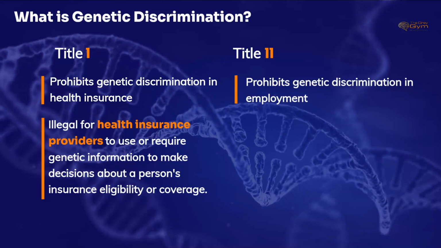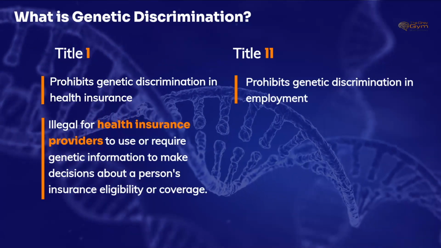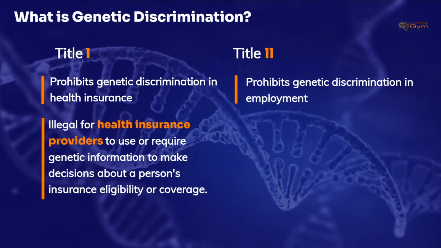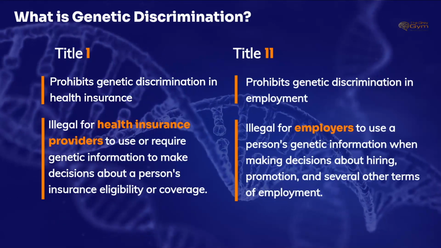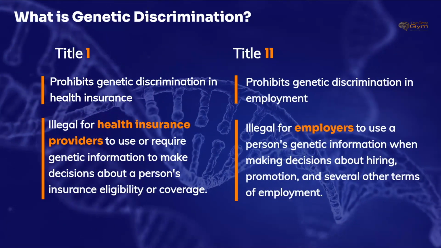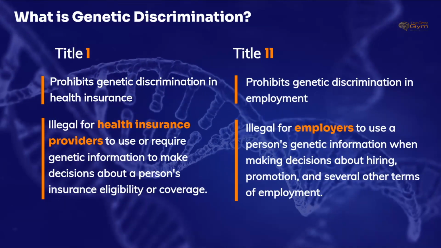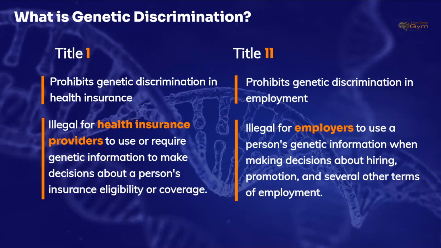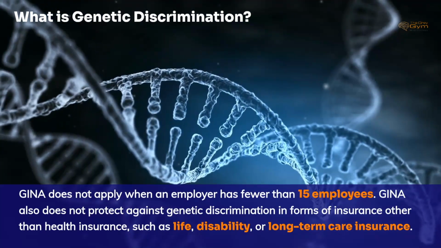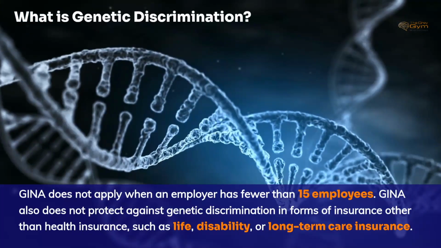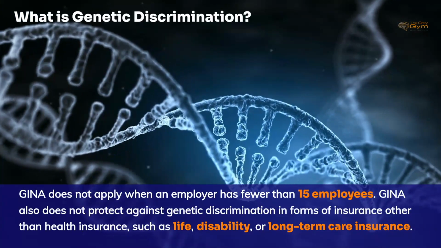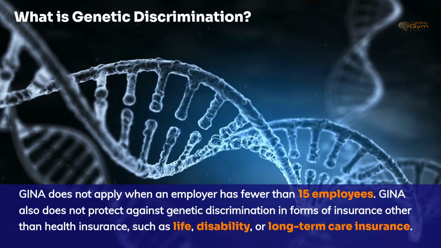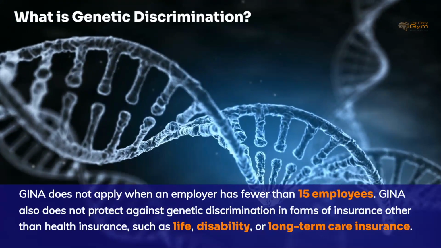Title 1 makes it illegal for health insurance providers to use or require genetic information to make decisions about a person's insurance eligibility or coverage. Title 2 makes it illegal for employers to use a person's genetic information when making decisions about hiring, promotion, and several other terms of employment. However, GINA does not apply when an employer has fewer than 15 employees. GINA also does not protect against genetic discrimination in forms of insurance other than health insurance, like life, disability, or long-term care insurance.